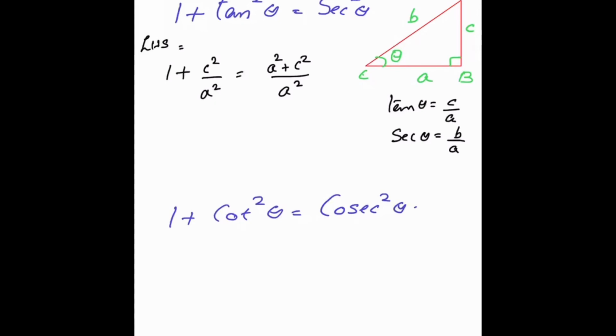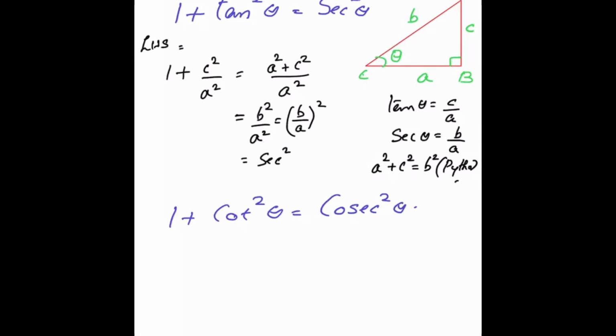Now again A squared plus C squared will become, by Pythagoras theorem, B squared. We will substitute it here. So it will become B squared by A squared. So it is B by A, the whole squared. So B by A is secant theta. So it is equal to secant squared theta.